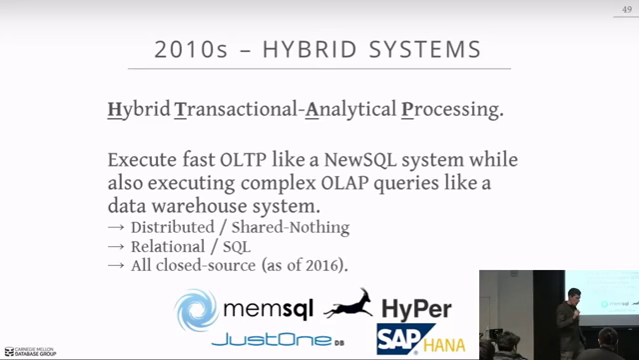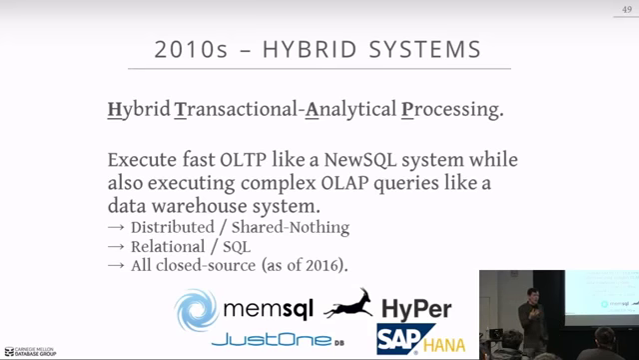The next major trend, the next major category of systems being developed in the upcoming years, are what are called hybrid systems, or HTAP systems, hybrid transaction analytical processing systems. The big idea is that, again, they want to be like a NewSQL system, supporting fast transactions that are ACID, correct, and high performance. But they also want to do some of the analytics that you could do in a data warehouse directly on the data as it arrives inside the database system.